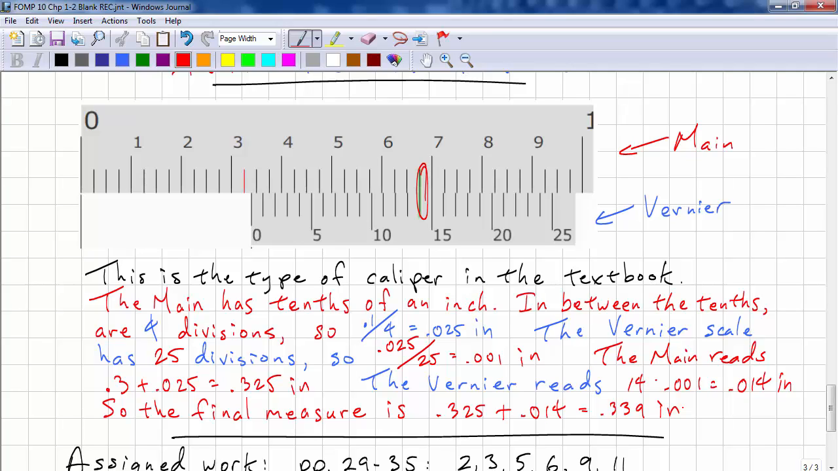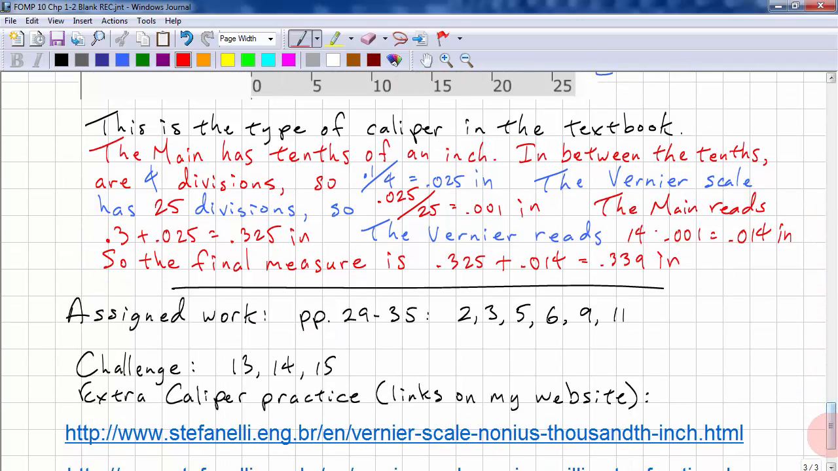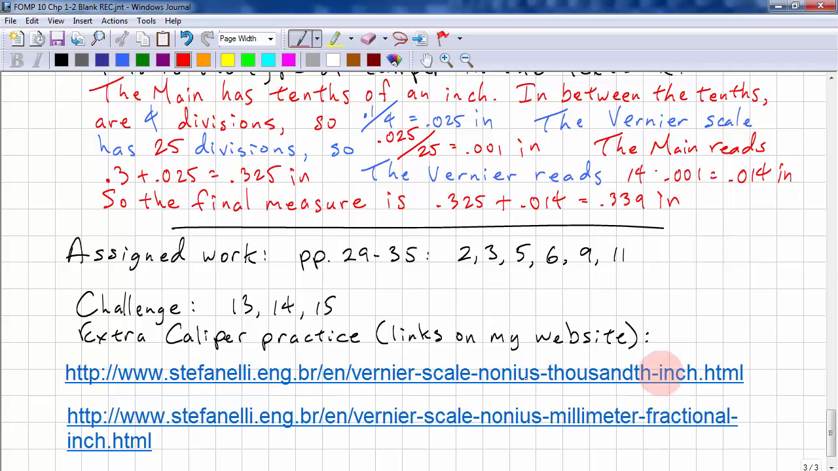Okay, and you'll have to practice to get good at this. There are two different caliper practices that you can do with Imperial. And that completes this lesson.